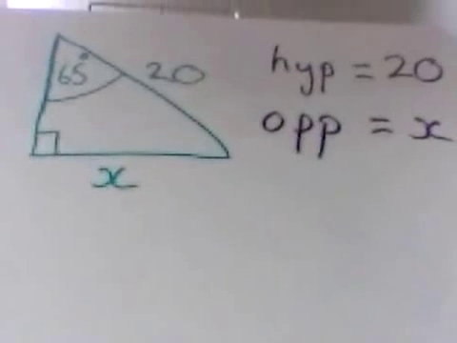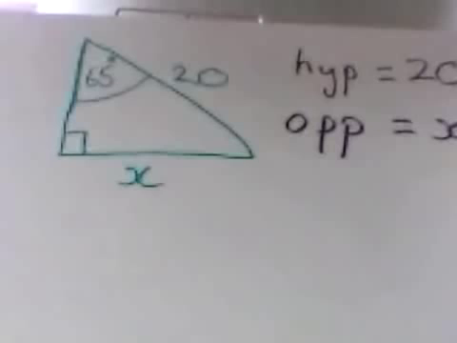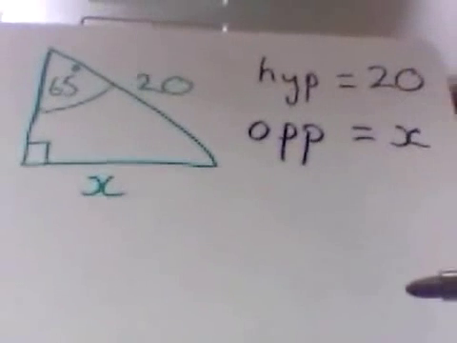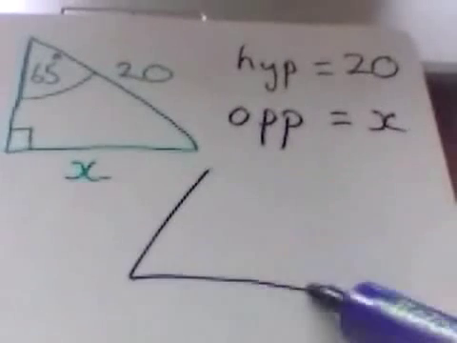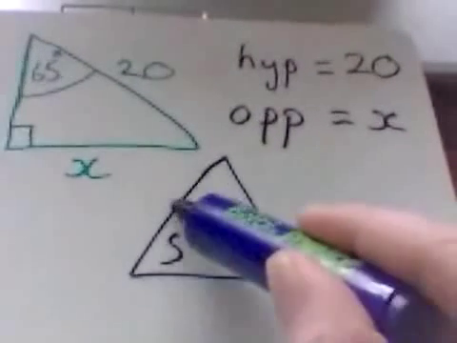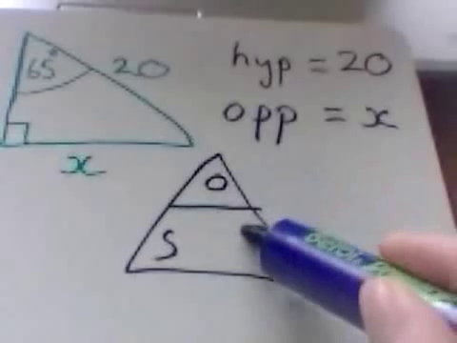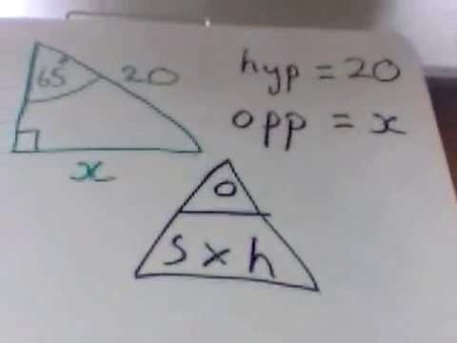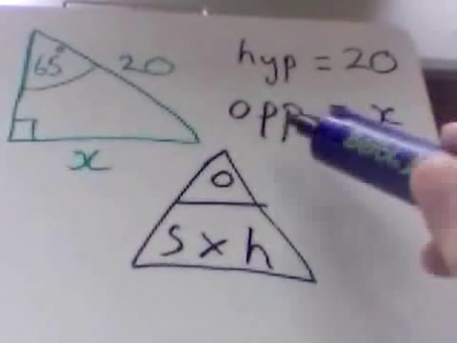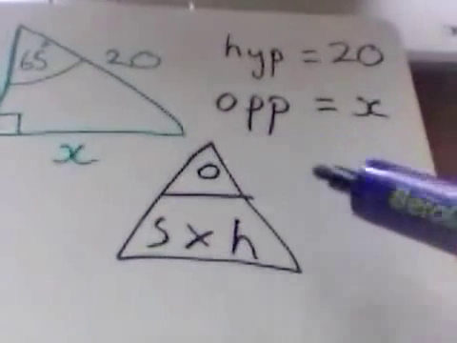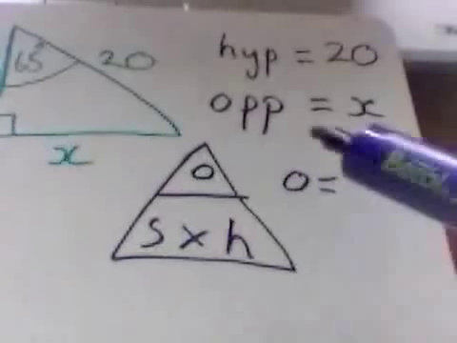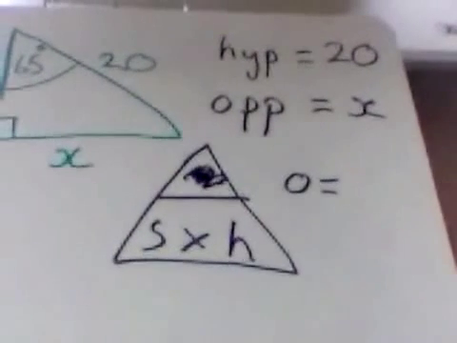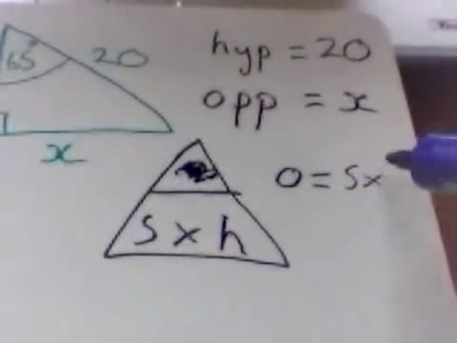Okay, I don't know what it is, but who cares? Doesn't matter. Next part. We've got to identify which of your three trig triangles has got O and H in. Now if you refer back to your book, it's going to be the sine, SOH. Now what are we trying to find out? Well, we're trying to find out the opposite. So all you have to do is cover up the opposite part and see what you're left with. We've got S times H.